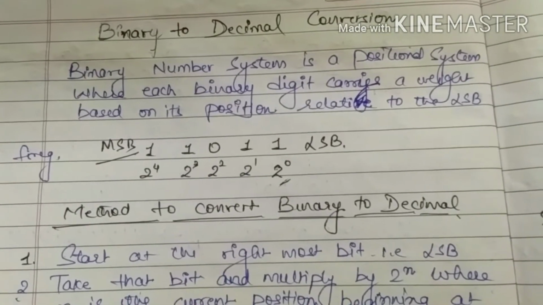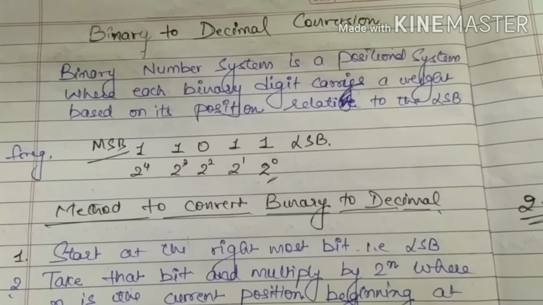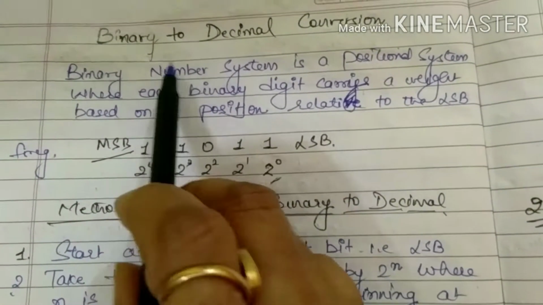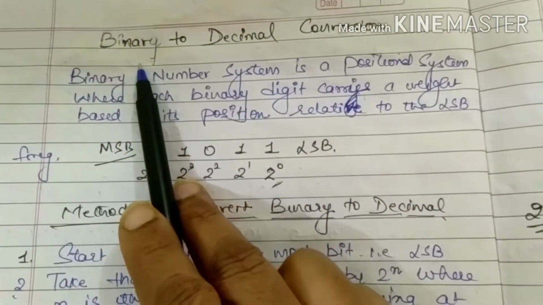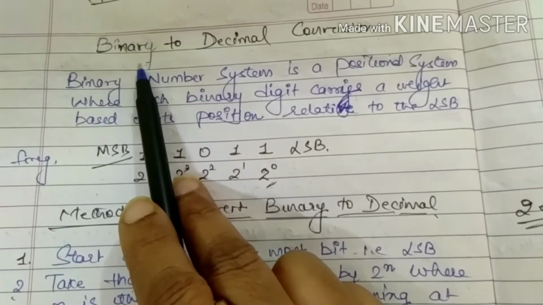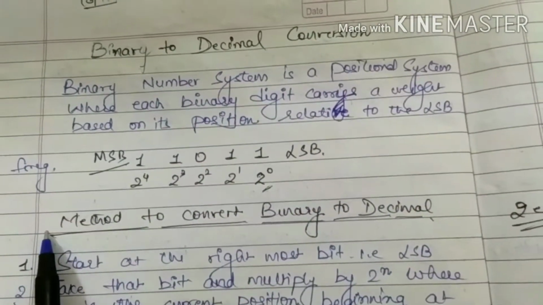In continuation with the number system, we are just starting with binary to decimal conversion. We have already done decimal to binary. Now we are doing binary to decimal conversion. Now, what to do in binary to decimal conversion?